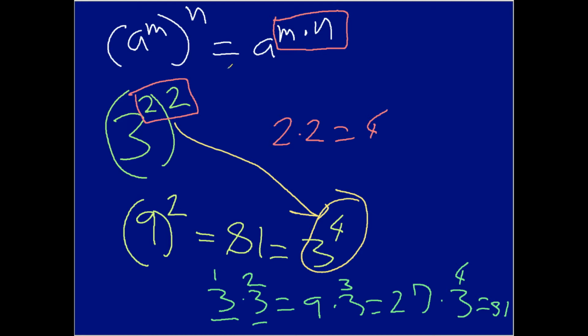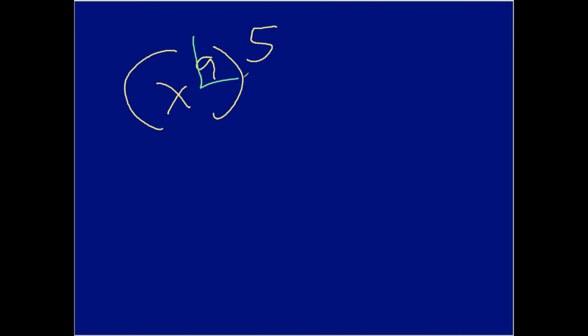But let me give you a few more examples, shall we? So let's take a look at this one. Let's say I have x to the 9, to the 5. Well, you guys already know what to expect here. You simply multiply these two exponents together and you come up with the following, x to the 45. Not that deep.